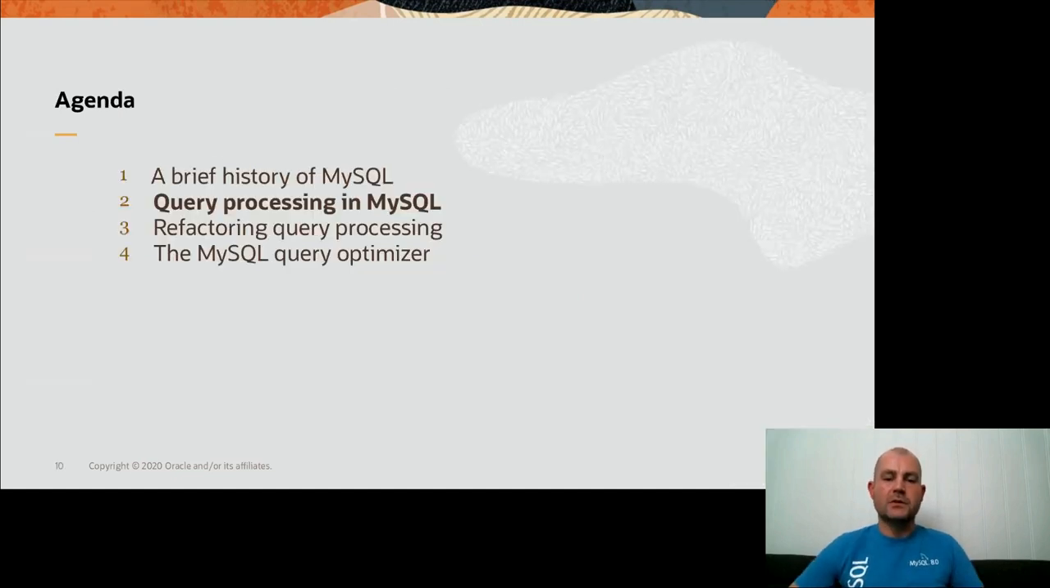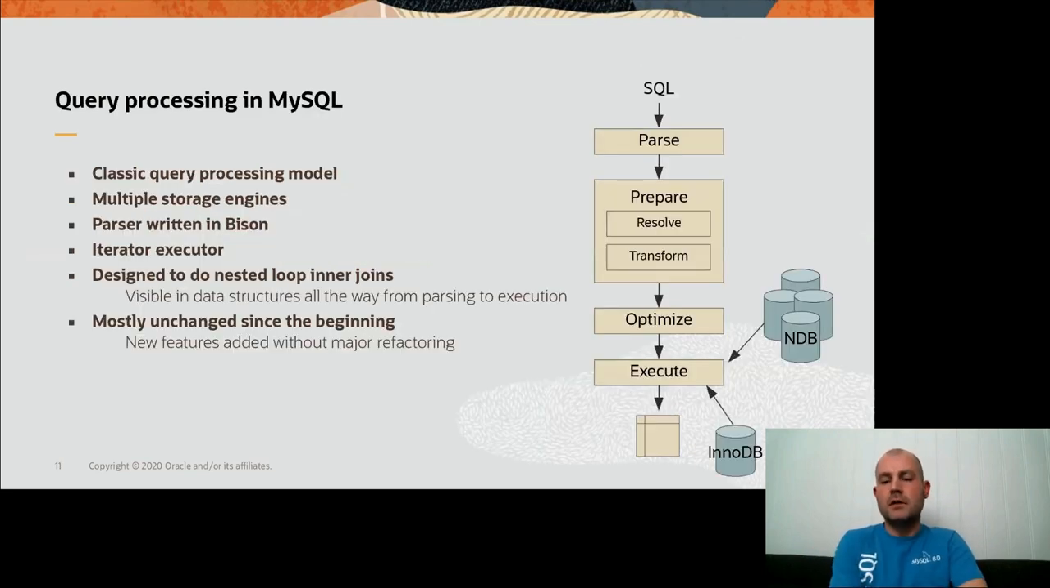So if you look at how MySQL does query processing, it's the classical model. Parse, then in MySQL we have the step called prepare. It has different names in different systems. And then optimize and then execute. So prepare basically does name binding and query transformations like semi-join, that kind of thing.